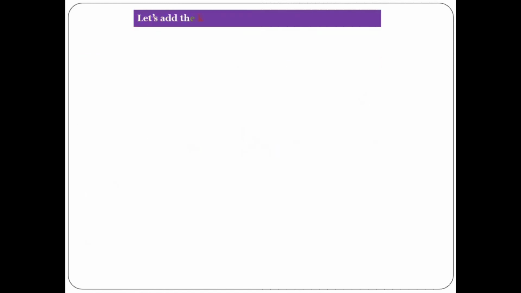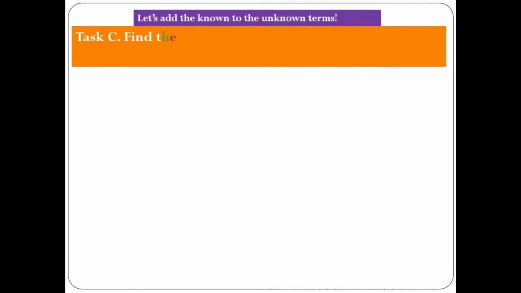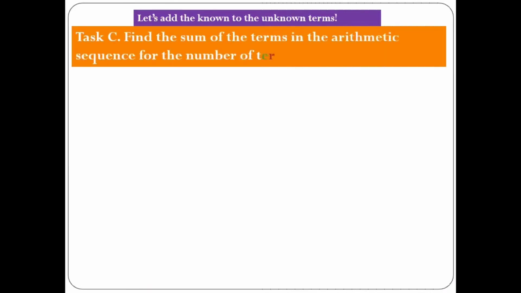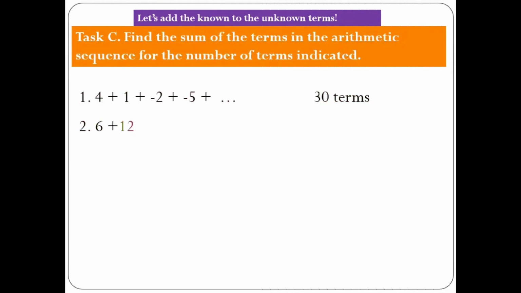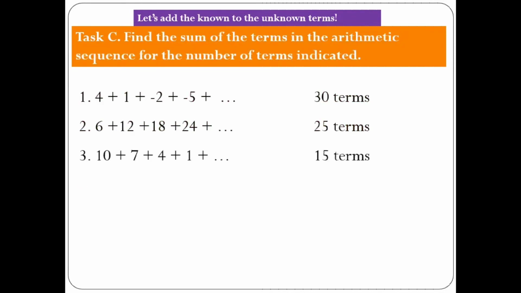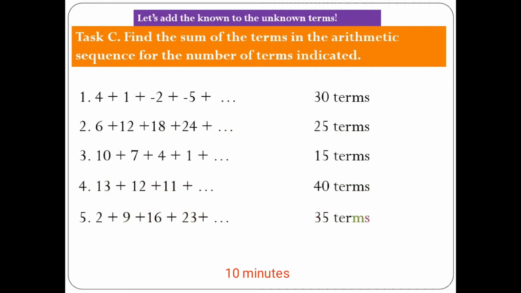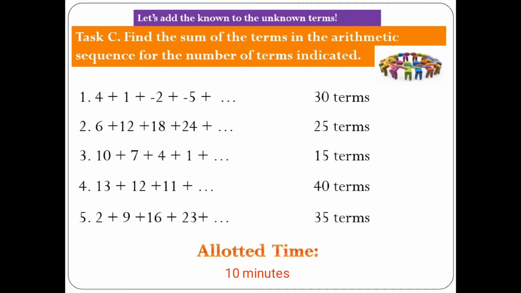Let's have more. Let's add the known to the unknown terms. Find the sum of the terms in the arithmetic sequence for the number of terms indicated. Number 1. Find the sum of the first 30 terms of 4 plus 1 plus negative 2 plus negative 5 and so on. Number 2. Find the sum of the first 25 terms of 6 plus 12 plus 18 plus 24 and so on.